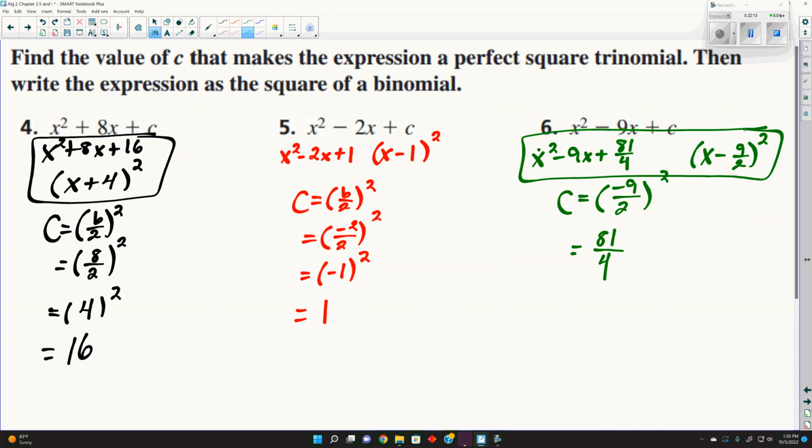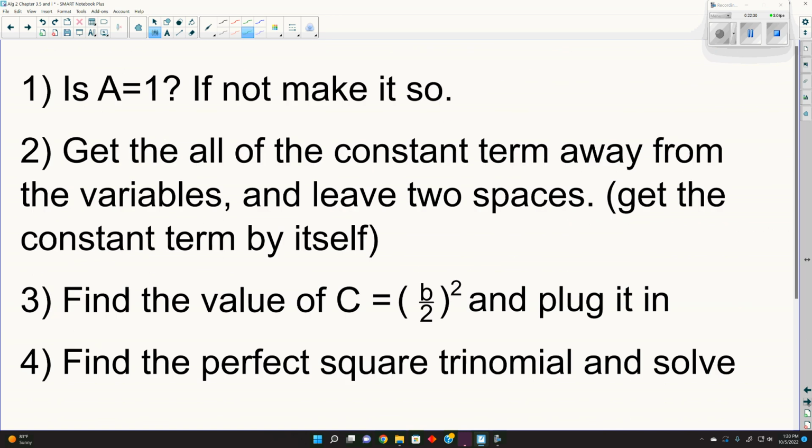And part of the reason we leave it as a fraction is because when we start solving these, we're going to have to take the square root of the other side, and it's hard to take the square root of a decimal. It's easier to take the square root of a fraction.